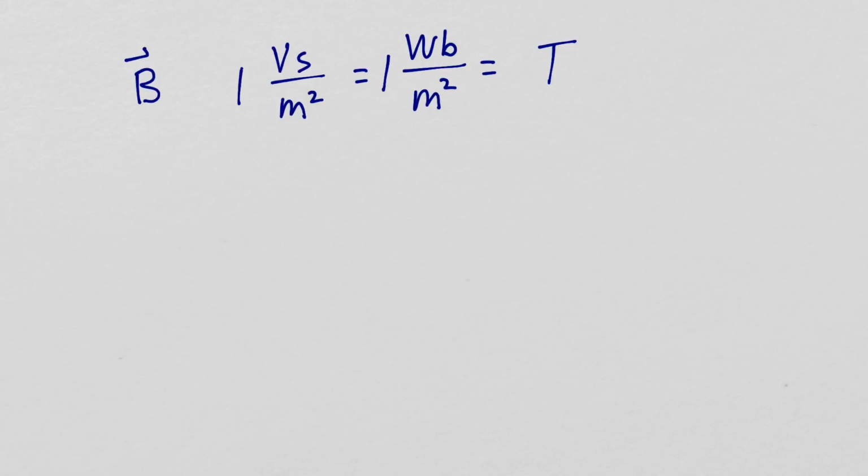Now 1 Tesla is a very large magnetic field, so another unit is sometimes used, the Gauss. And 10,000 Gauss are equal to 1 Tesla.